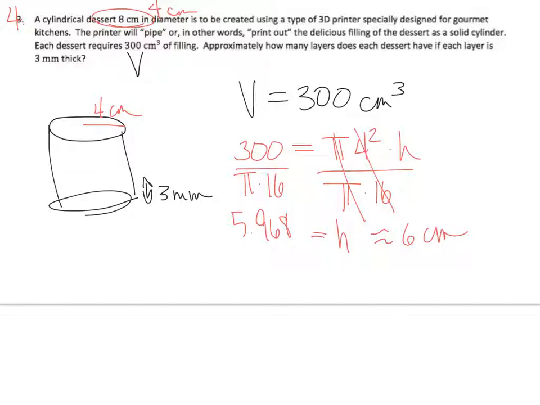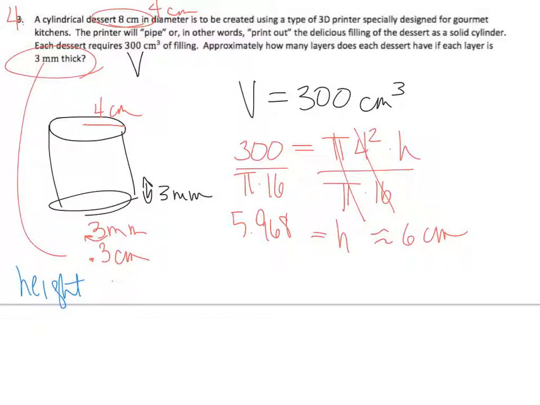Each layer is 3 millimeters thick. 3 millimeters is the same as 0.3 centimeters. So 3 millimeters, I move the decimal over one place, is 0.3 centimeters. The height, oops, I erased too much. The height is really the thickness of the layer times the number of layers.